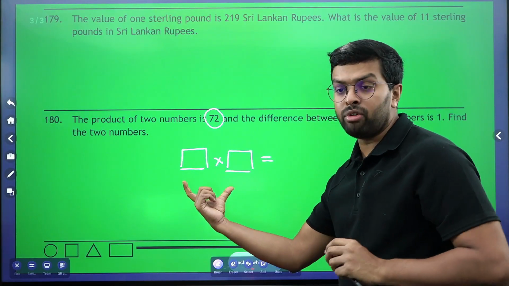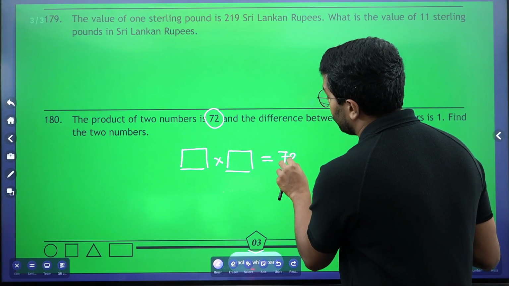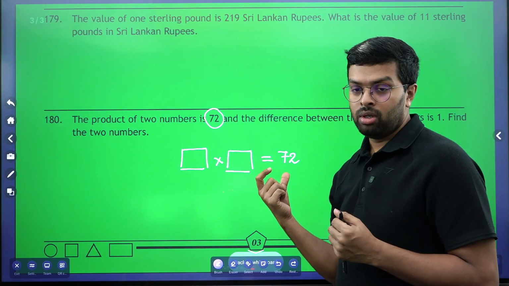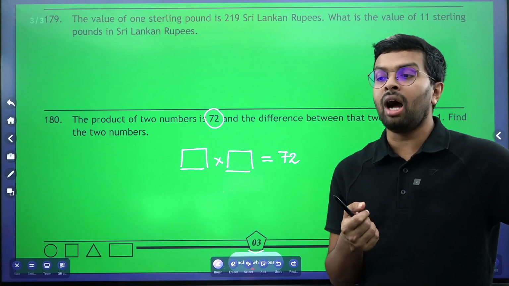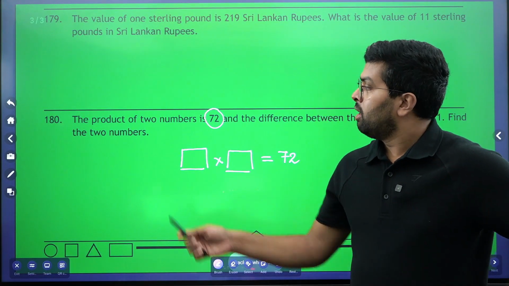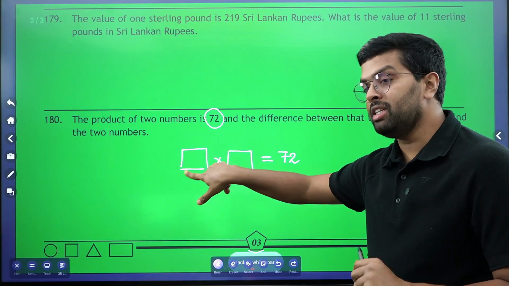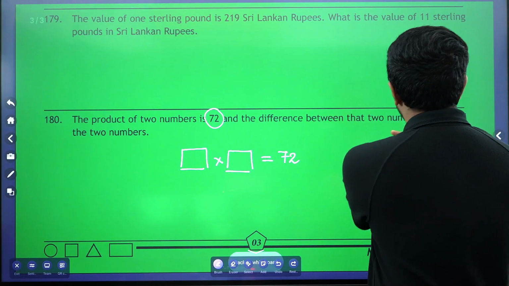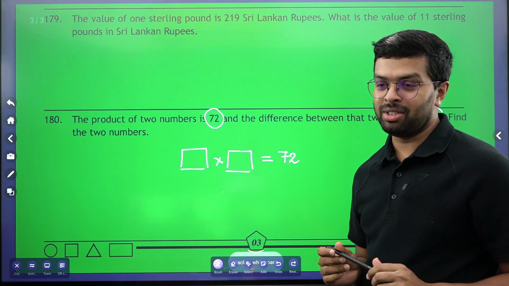So let's say we have two numbers. Once you multiply them together, the answer is equal to 72. That is what it says. The product of two numbers is 72, right? So get familiarized with the term product. Product is basically the answer you get after multiplying two numbers. Clear? Now we have two numbers. Once you multiply these two numbers, that is equal to 72, but the difference between these two numbers is equal to 1. Find the two numbers.